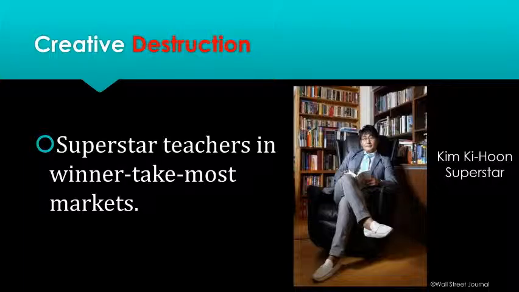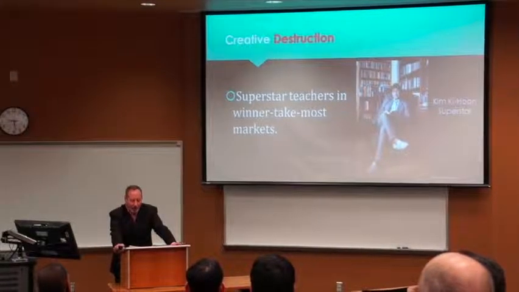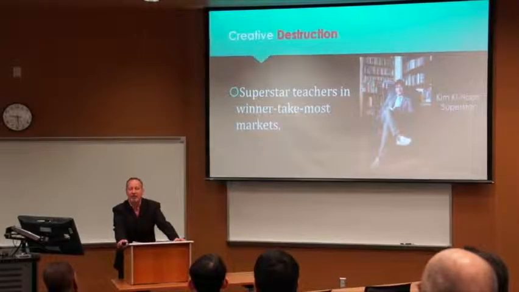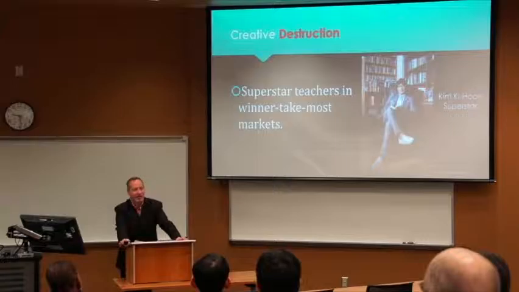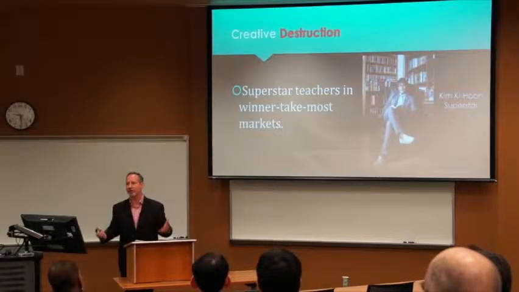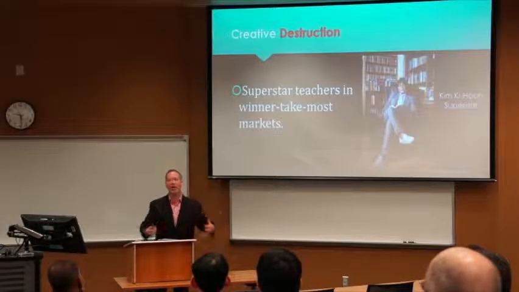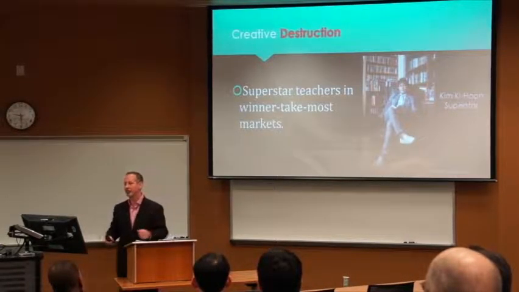This is Kim Ki-hoon. He is a teacher in South Korea. He actually teaches mostly English online using videos. He earns $4 million a year selling online lessons. He has created a brand. He has a hierarchical structure of TAs and so forth working for him.